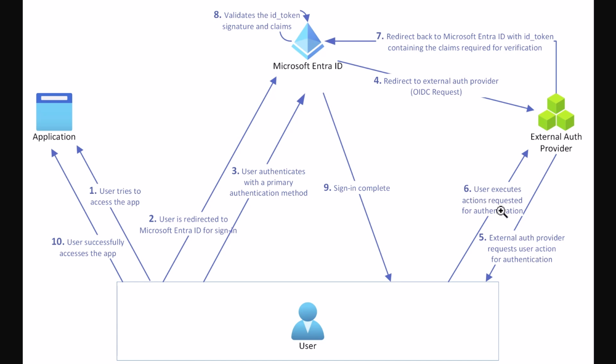Once the user executes the action requested, let's say they approve the request, the user is redirected back to Entra ID with an ID token containing the claims required for verification. The token gets validated in Entra ID, and after this, the sign-in is complete. And the final step is that the user successfully accesses the application.